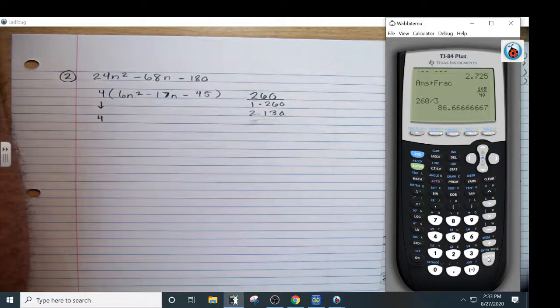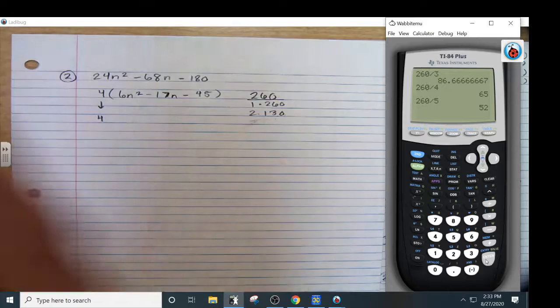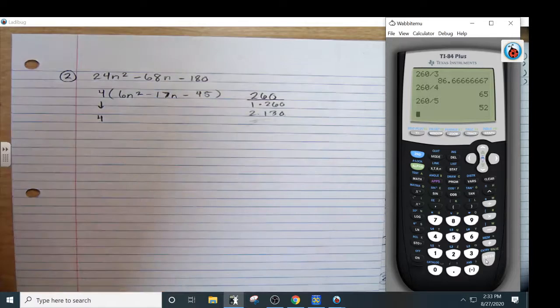Guys, if you divide it by a number and it's a decimal, is that a factor of it? Nope. Now, guys, remember, it's got to have a difference of 17, so we're nowhere near it. Let's try 30 and 9. Let's see what happens. Nope. Nope.